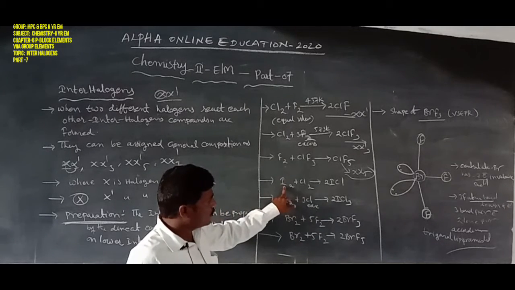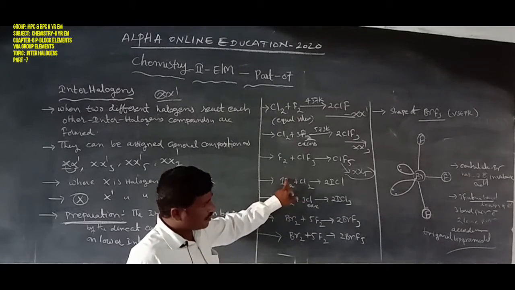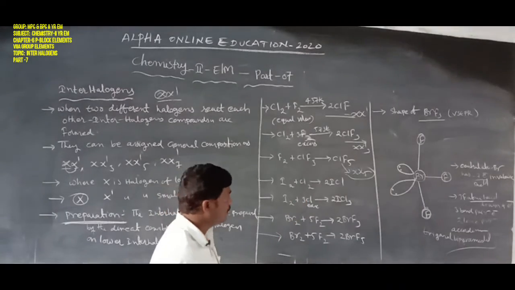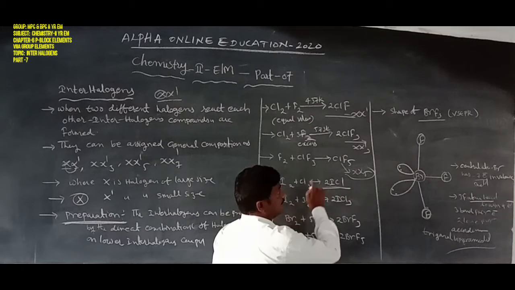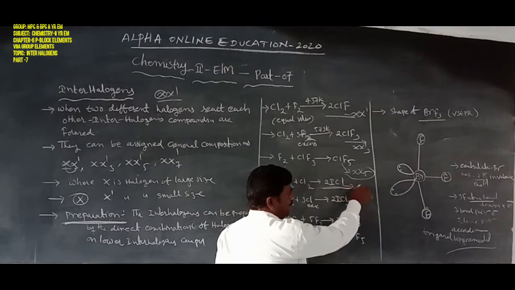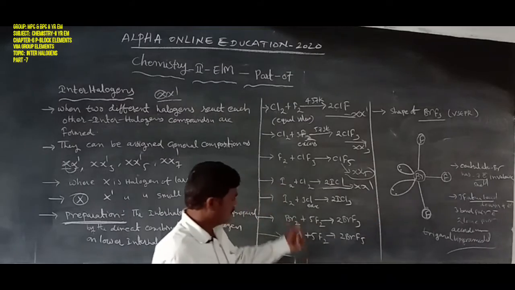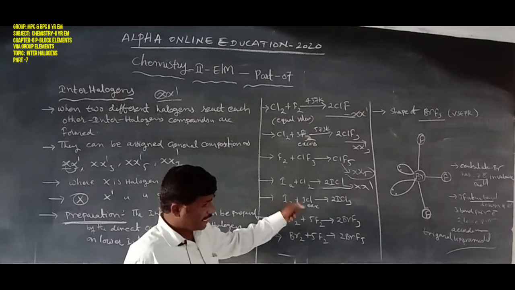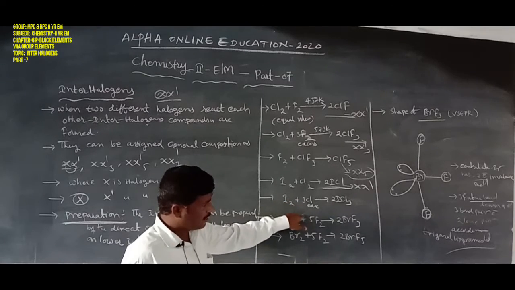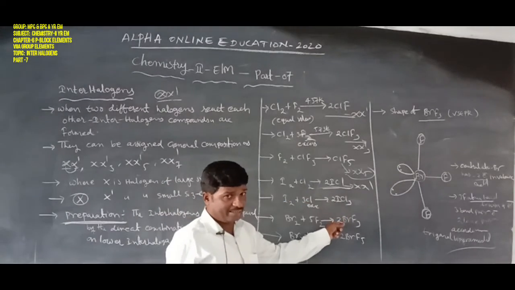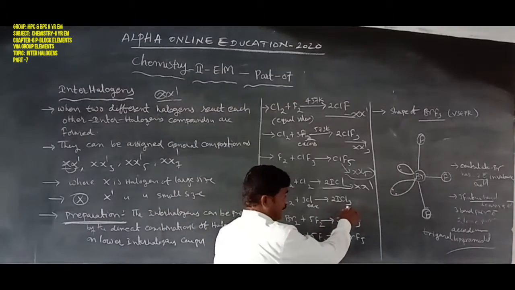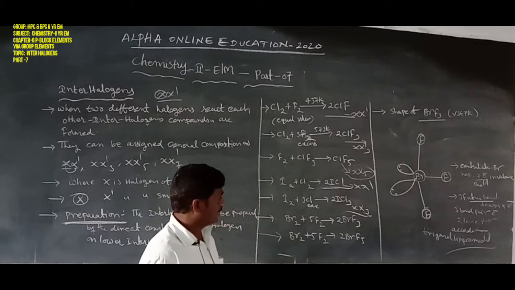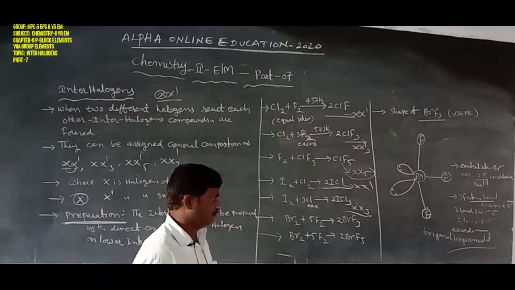Next one, I2 combining with chlorine to form ICl. 2 moles of ICl is also known as an interhalogen compound. Which type here is XX1? Next, iodine reacts with excess chlorine, 3 moles of chlorine, then forms ICl3. That is XX3, also known as an interhalogen compound.